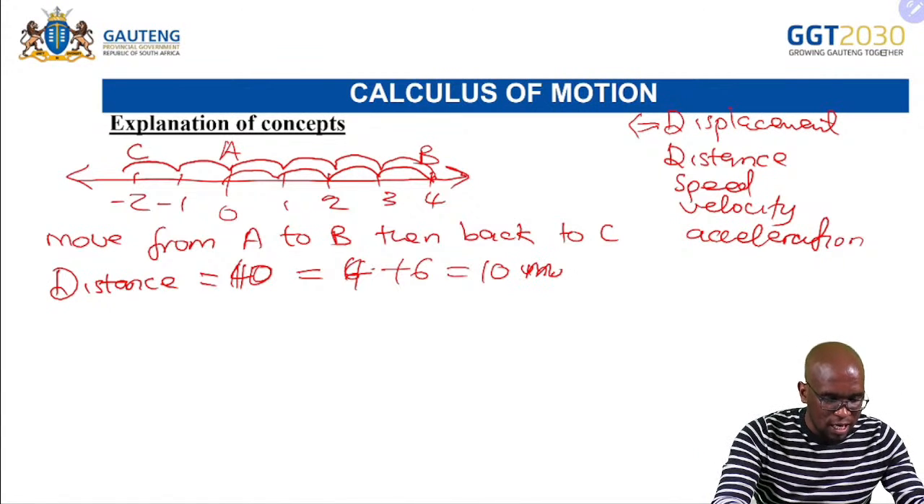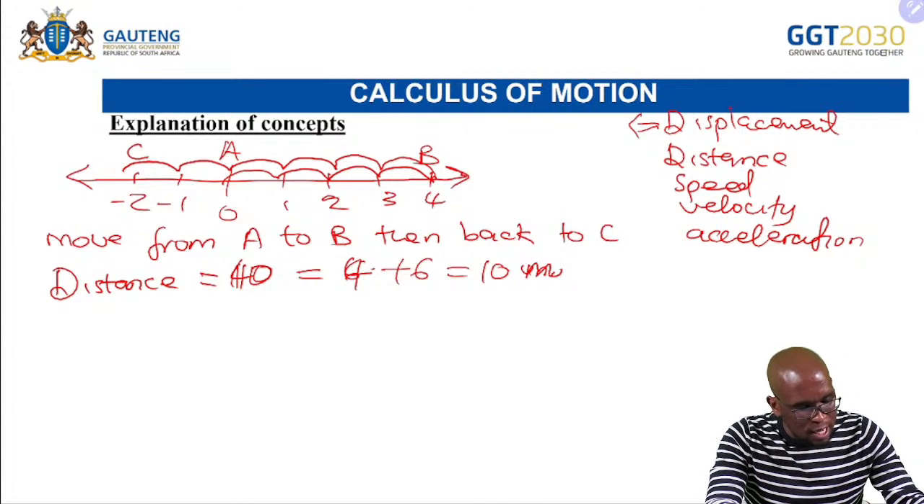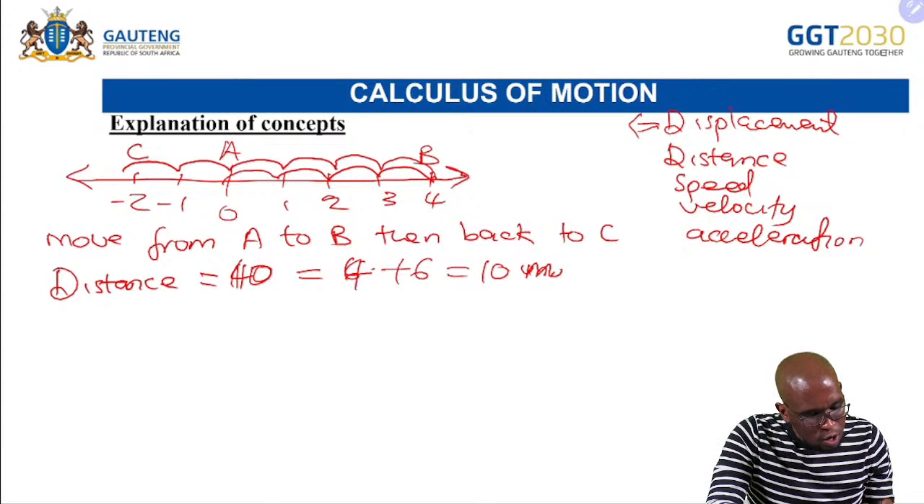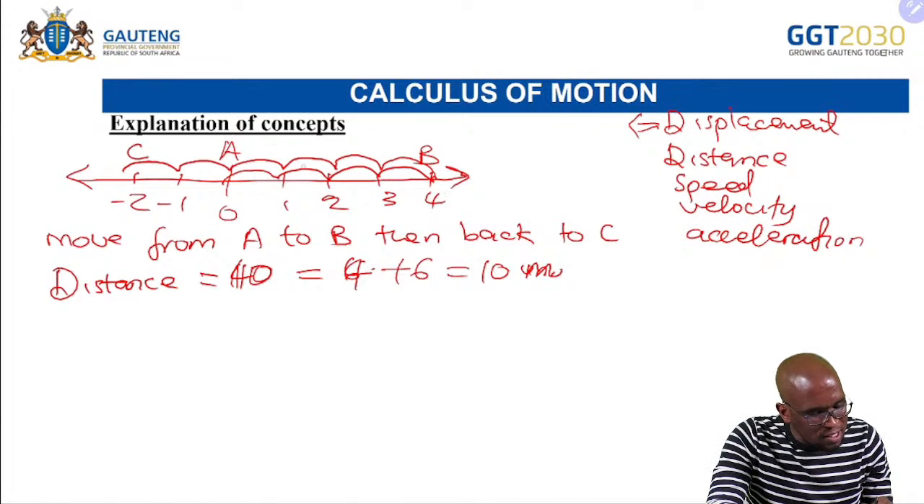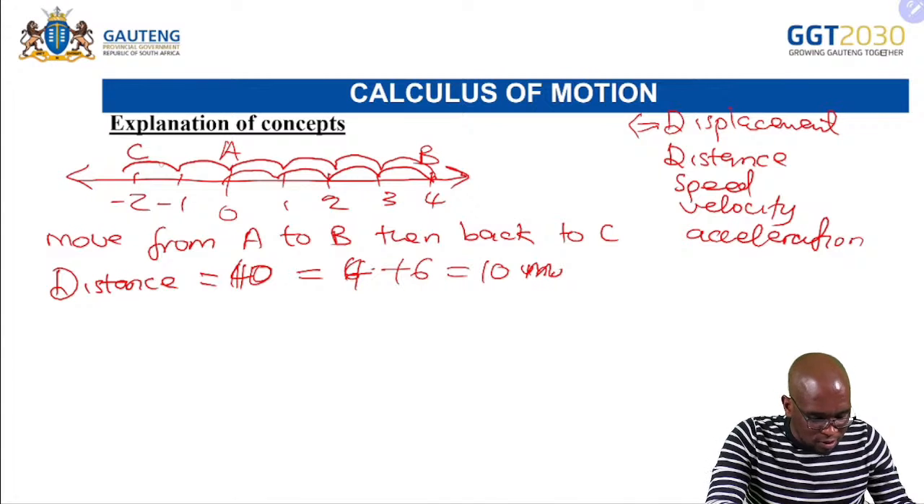I'll explain this again. If you want to move from A to B and then back to C, you want the distance, which is the total length: 1, 2, 3, 4 to B, back to C, 5, 6, 7, 8, 9, and 10. So the distance would be 10 units.